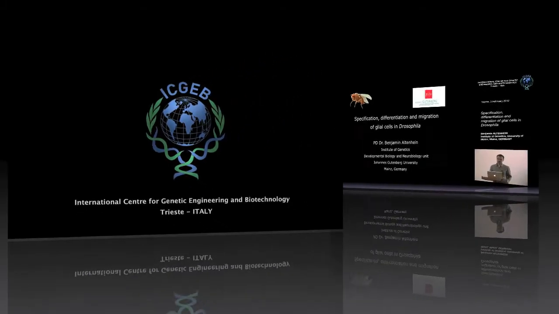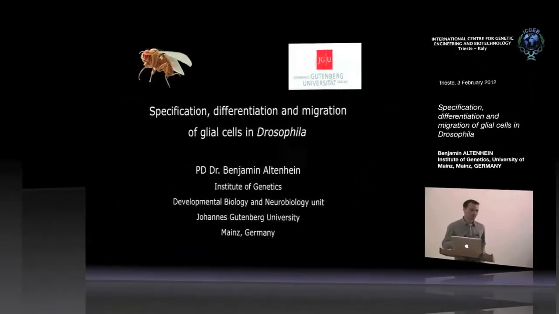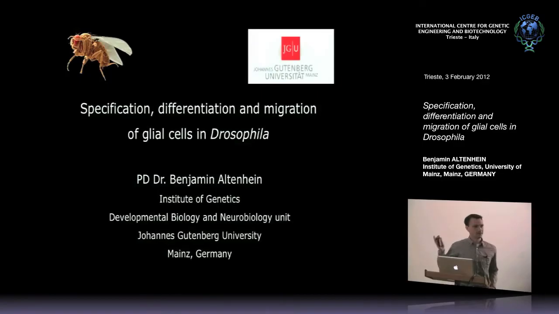As you can already tell from the title, I will focus today on these very basic developmental biological questions, that is, how cells differentiate, how cells specify in the nervous system of the fly. And as Fabian told me in the very beginning, you are not that familiar with fly embryogenesis and neurogenesis, so I will introduce that briefly to you.